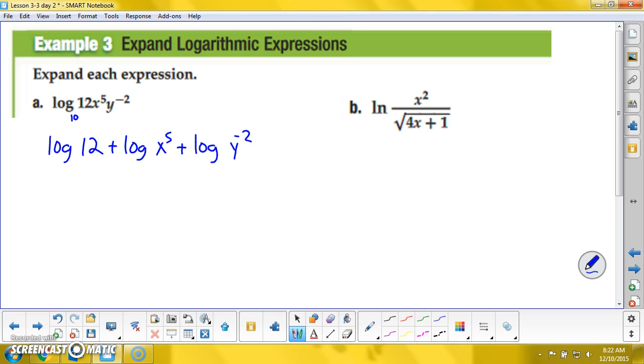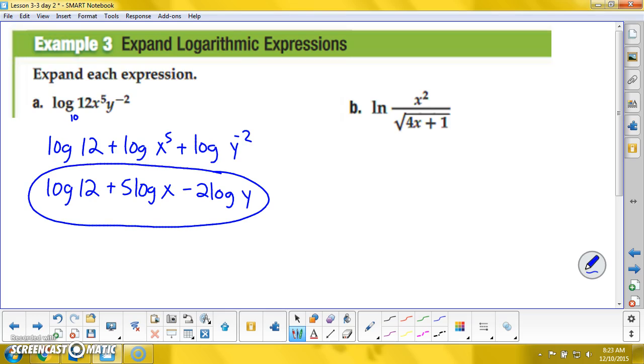There's no base written. That's our product property, which says if you've got multiple values inside of a log that are being multiplied, you can separate it and write it as addition. And then the next property that I use, I don't do anything with the log of 12, but the next term I can change into 5 times the log of x. That's the power property, where you take the exponent 5 and you make it a leading coefficient. We do the same thing on this last term to get negative 2 log of y, and that is as expanded as possible.